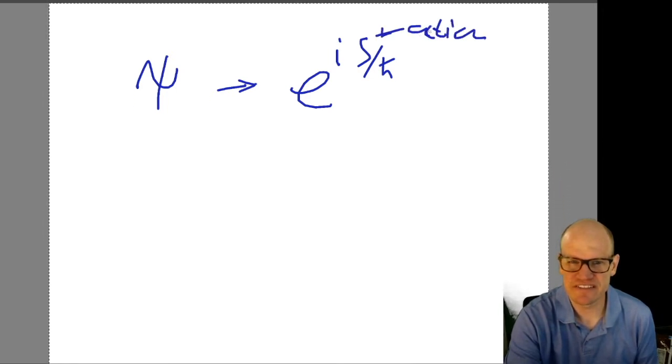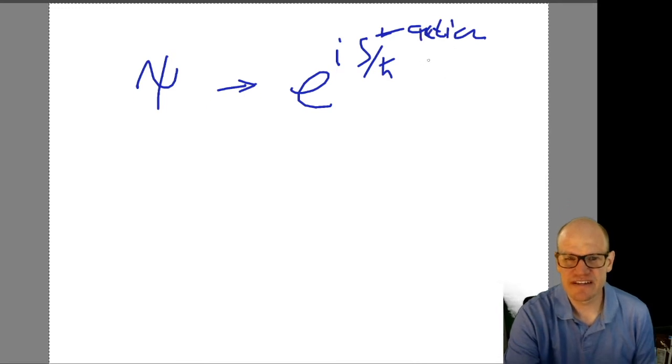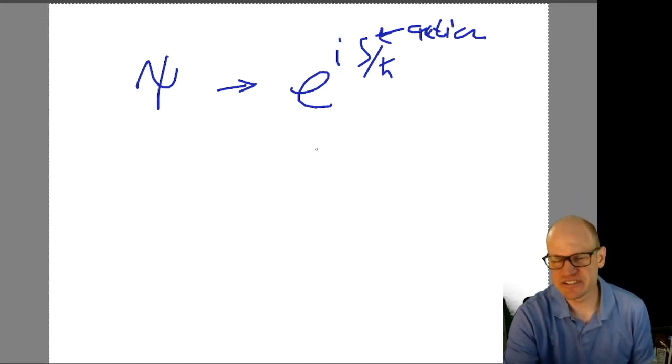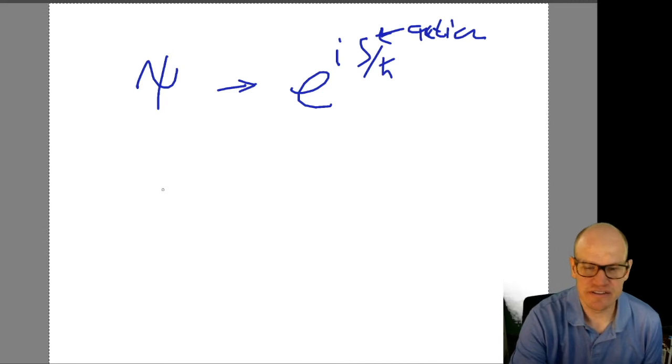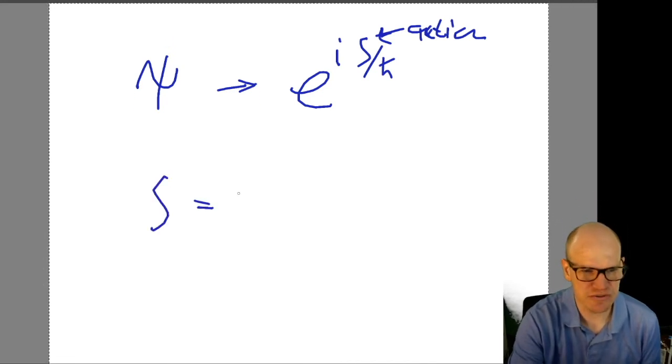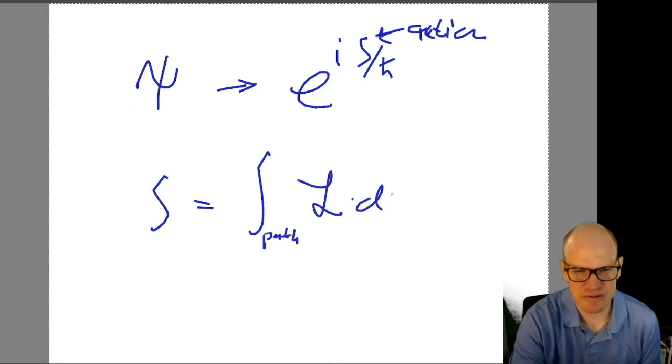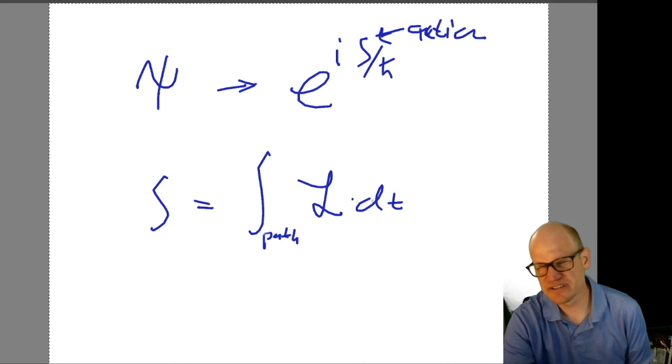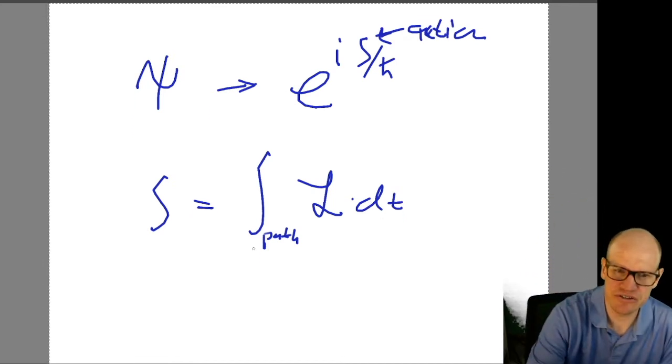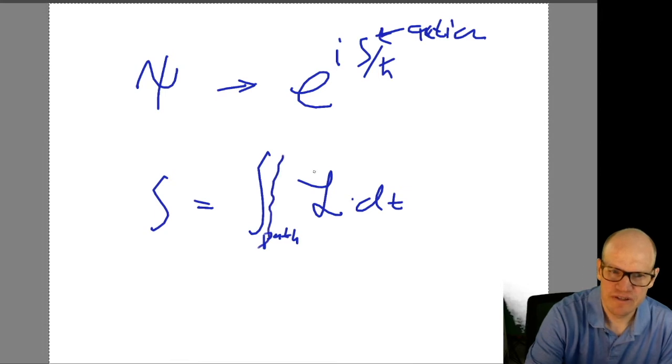This S up here is the action. The action is the Lagrangian. So the action is equal to the path integral across some path of the Lagrangian times dt. Is that what it is? Yeah, Lagrangian times dt. So you integrate over time some path.